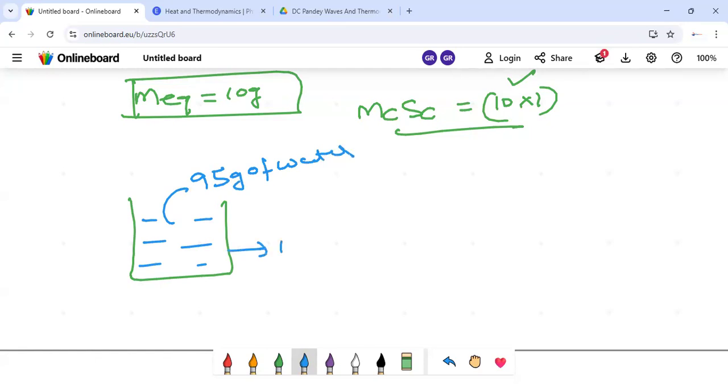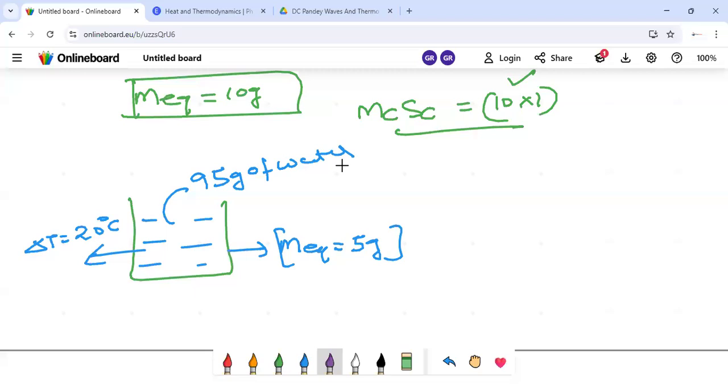And for the container, water equivalent is given as 5 gram. I want to raise the temperature by 20 degree. Guys, should I take 95 gram or should I take 100 gram total mass? 100 gram. All of you, should we take 100 gram?